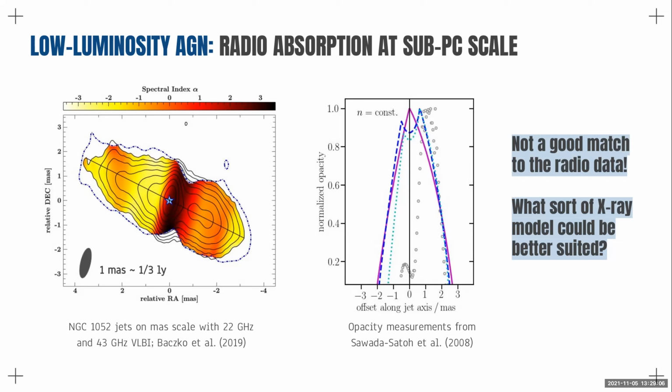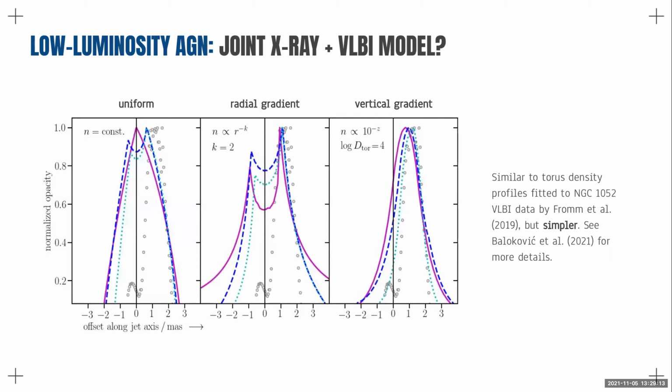And an obvious question arises whether we can derive a better model that would fit both X-ray data and VLBI data. So we tried a few different options for gradients, for example, and found that a very strong vertical gradient in the direction of the jet, which is shown here in the rightmost panel, would start to match the data both in X-rays, no worse than the original model, and also the radio data.